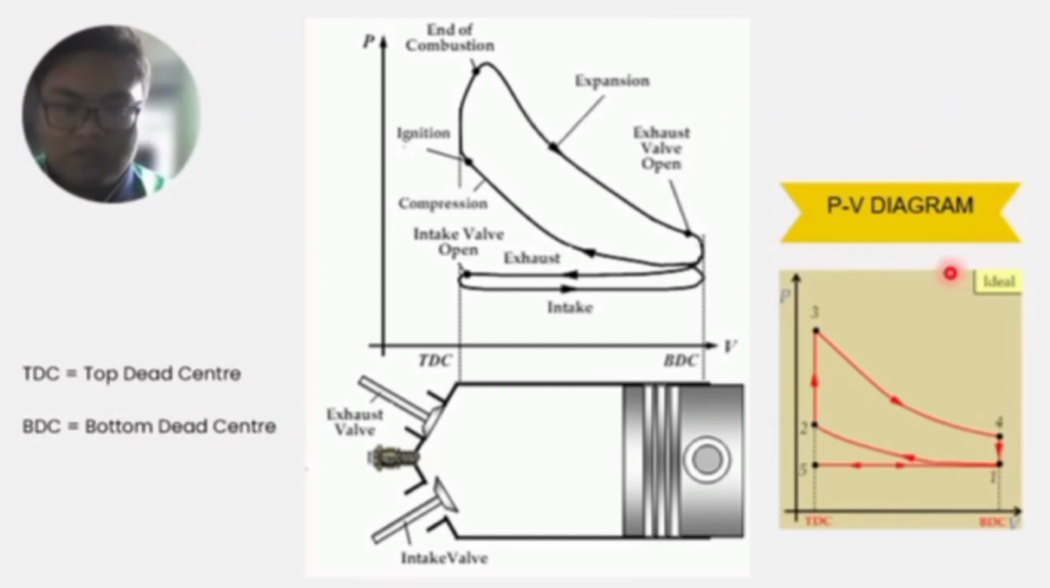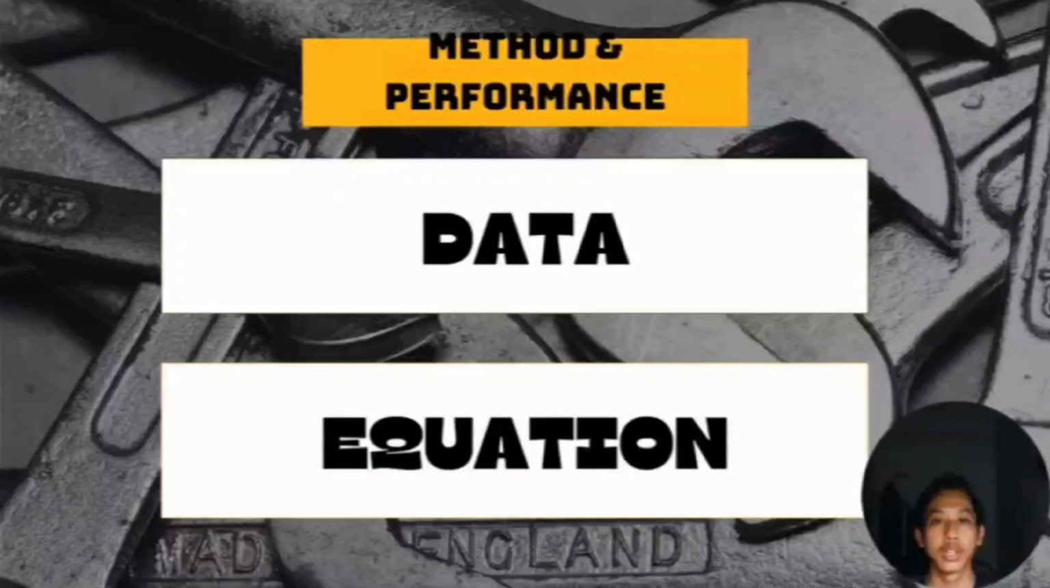The PV diagram of the four-stroke engine is a little bit different from the two-stroke engine. We have 5 states. This is the ideal, and this is an actual PV diagram. Starting from step 1, step 2, step 3, step 4, and step 5.